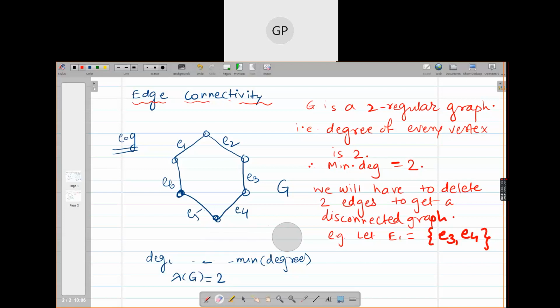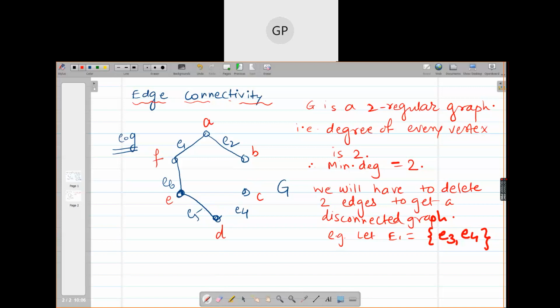So you have to draw the graph after deleting E3 and E4. Now you delete the edge E3, this is the edge E3, and this is the edge E4. I'm deleting them. If you want, you can give names to the vertices. What is the name of this graph now? This is G minus E1. Is that okay, girls? Yes, ma'am. So C is an isolated vertex.